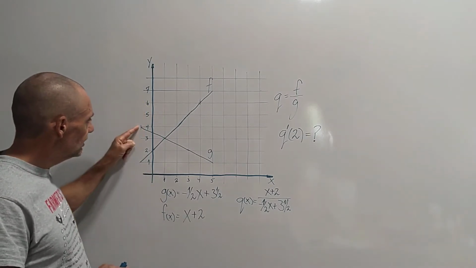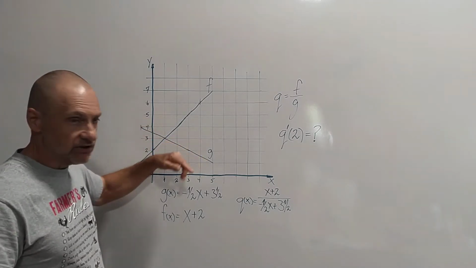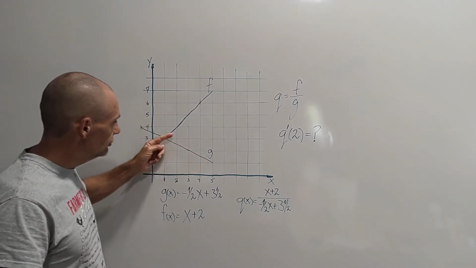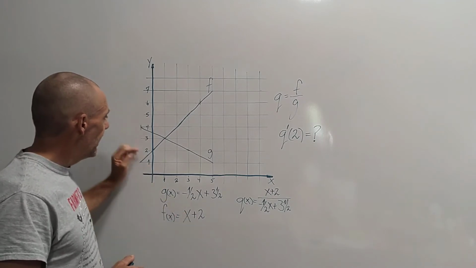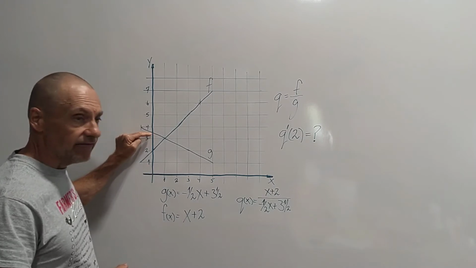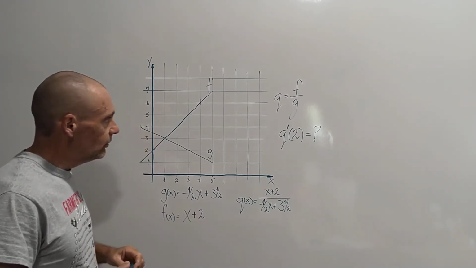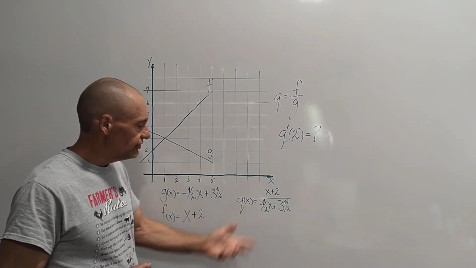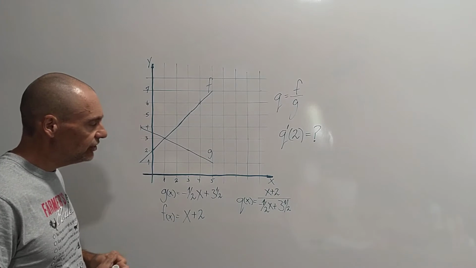G, also you can tell it's rise over run, so it's got a negative slope. Down 1 over 2, down 1 over 2. So this has a slope of negative 1/2. And it crosses the y-axis here at 3.5, because it's right between the two points. So we can define q as f over g, just plug these in. So now we have q.